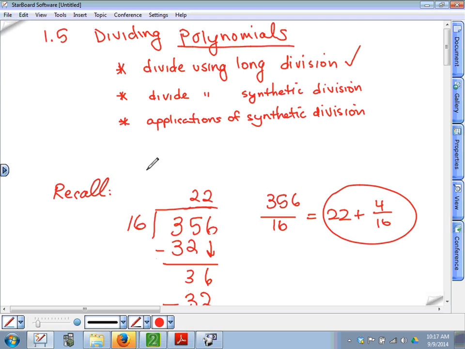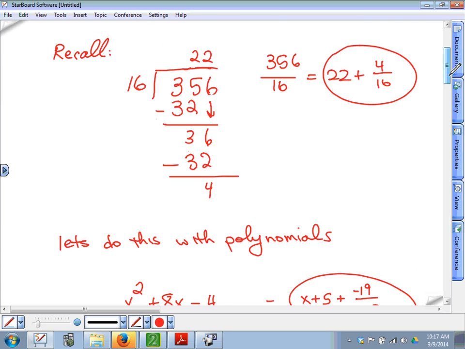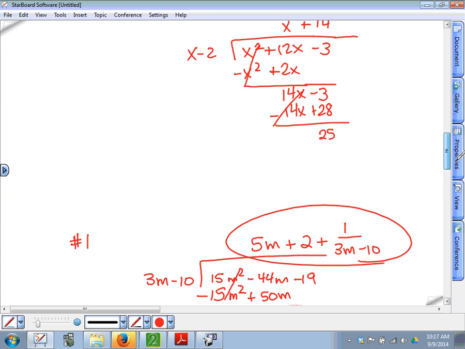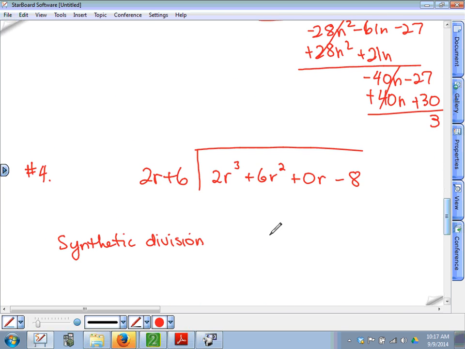It's quicker, it's easier, I think it's more accurate, and it gives you the same result, so why not use it all the time? It doesn't work all the time. Unfortunately, it only works some of the time. But anyway, let's talk about it. Synthetic division, that's our next topic.